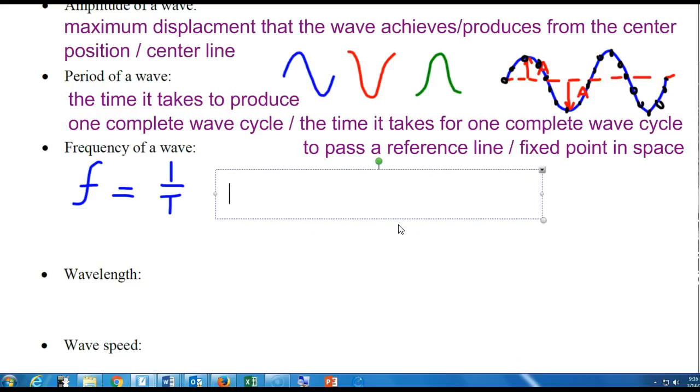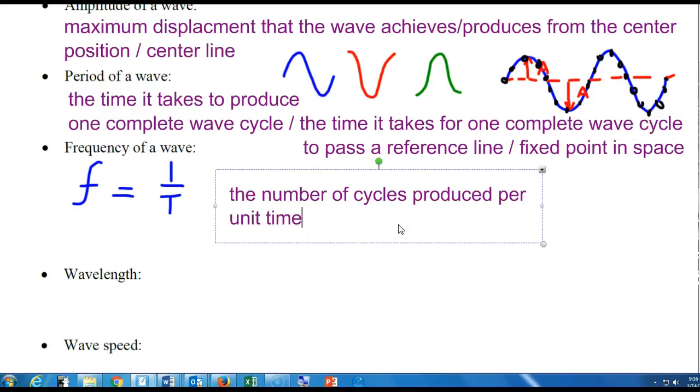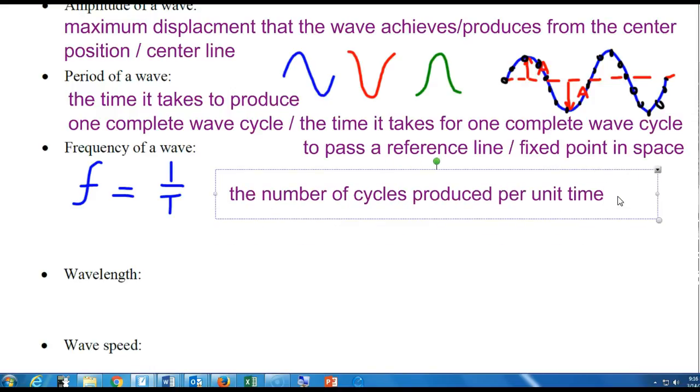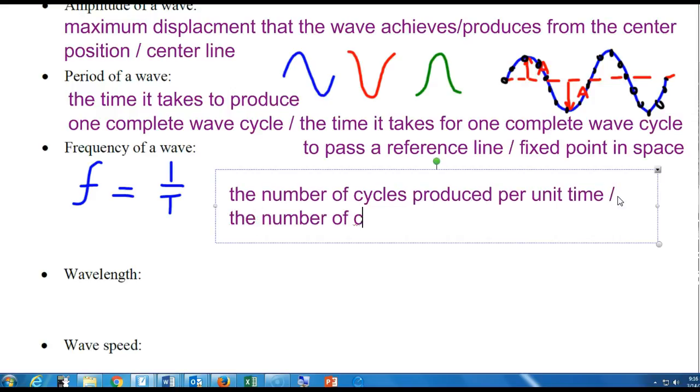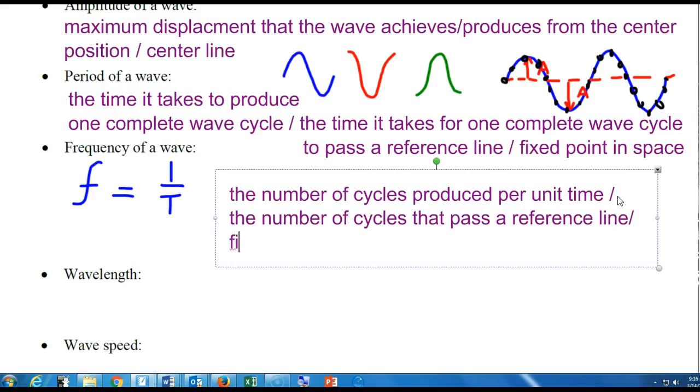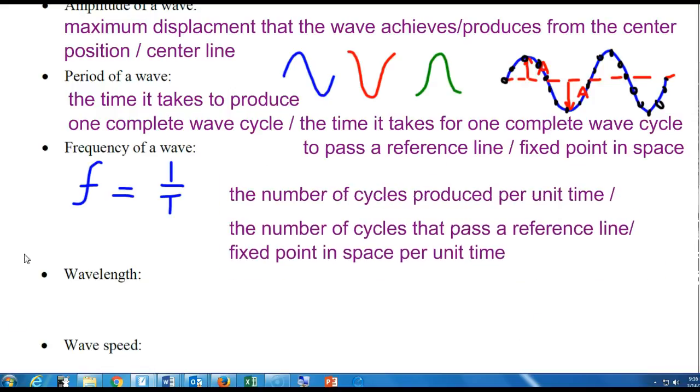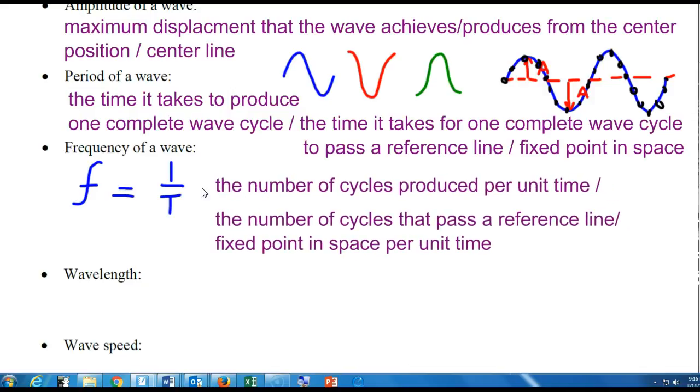Frequency is not the time to produce one cycle, but the number of cycles produced per unit time, so per second. And likewise, just like before, there's a second way to define it: the number of cycles that pass a reference line or fixed point in space per unit time, so per second. These are the two definitions. Let's see how they actually work when we look at a simulation.